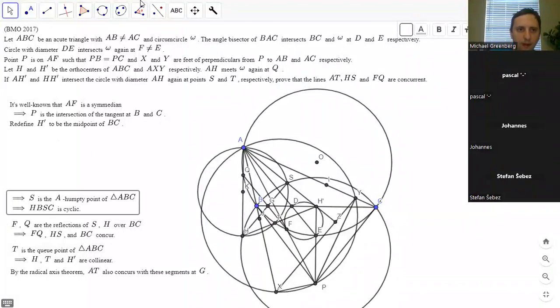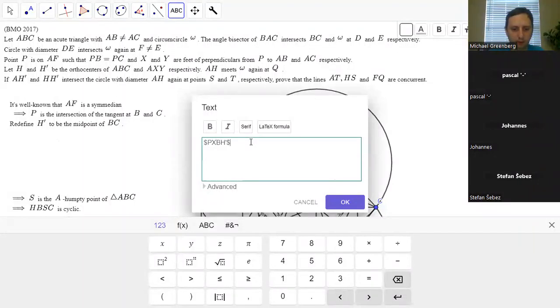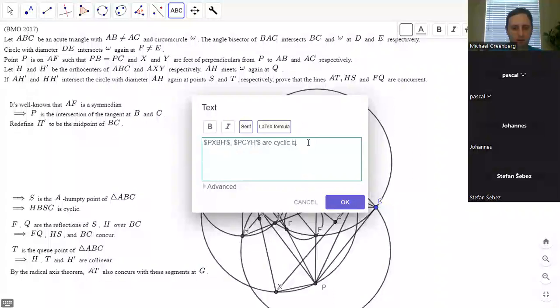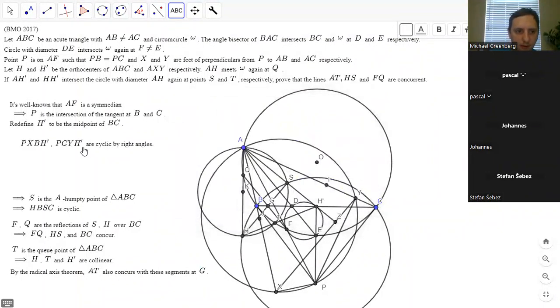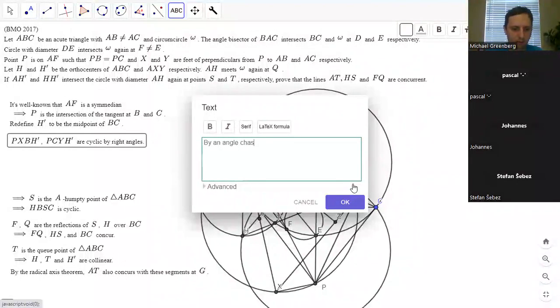So PXBH prime and PCYH prime are cyclic by right angles. And then by an angle chase, it's easy to show that XH prime is perpendicular to AC, and YH prime is perpendicular to AB. So H prime is the orthocenter of ABC.